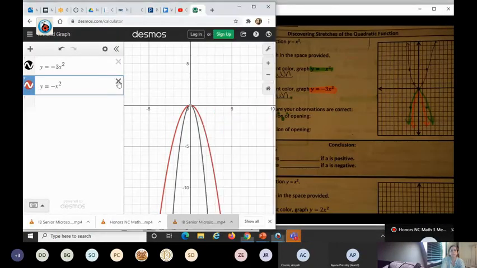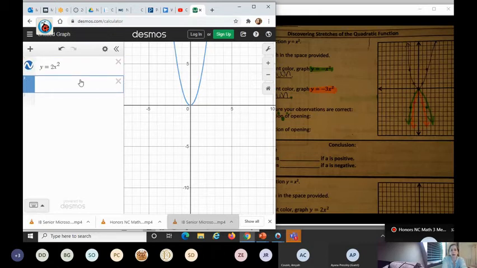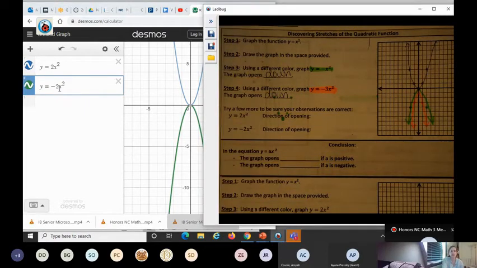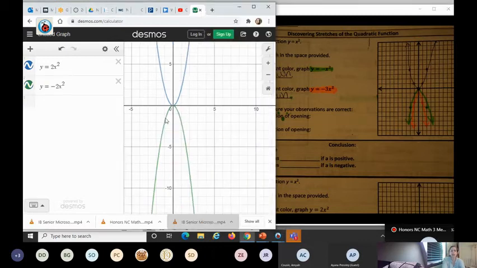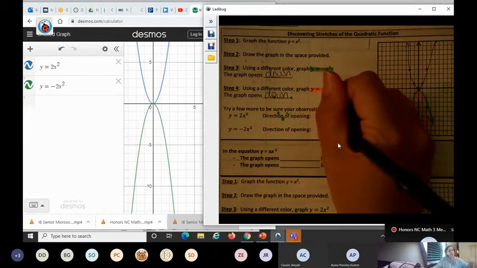Okay, so I'm going to go ahead and graph what it asked me to. It asked me to graph y equals 2x squared. And it asked me to graph y equals negative 2x squared. And we're going to compare it. So no matter what the number is in front, if I flip the sign, it's going to open the opposite direction. Okay, so the blue one opens, let's see.